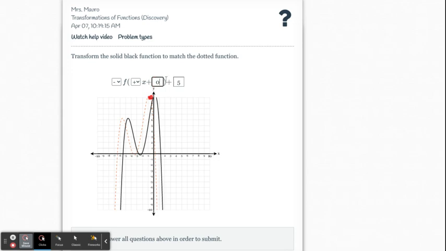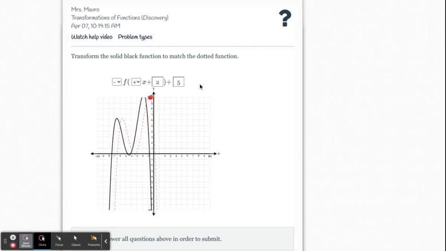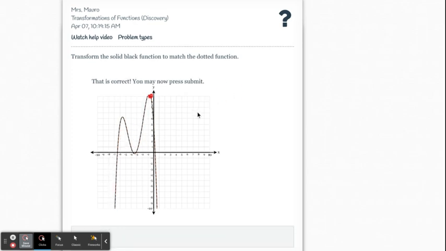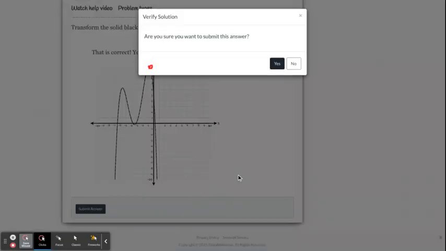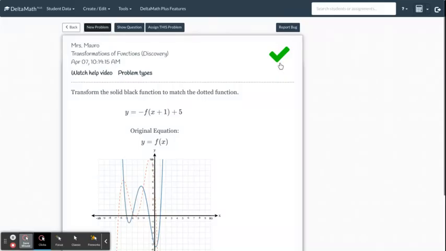But since I'm moving left in the parentheses, I'm going to keep a plus. So let's see. Nope, that was too much. 1. Perfect. All right. Hopefully this makes sense. And of course, if you have questions, please let us know and ask.